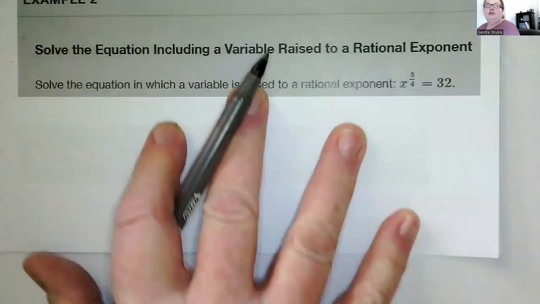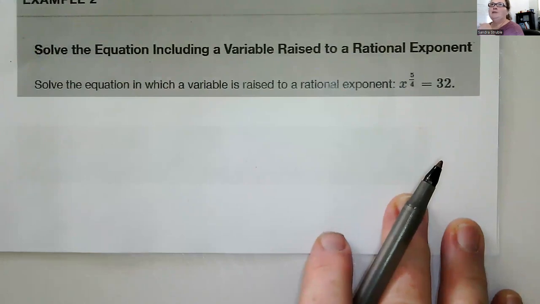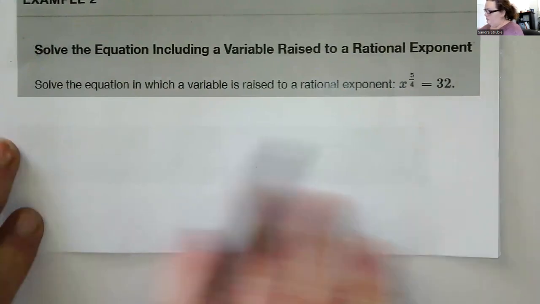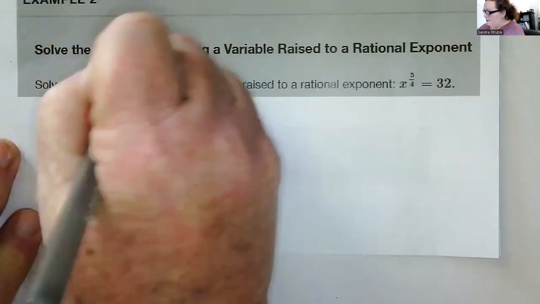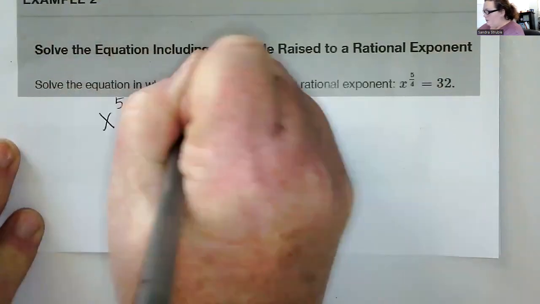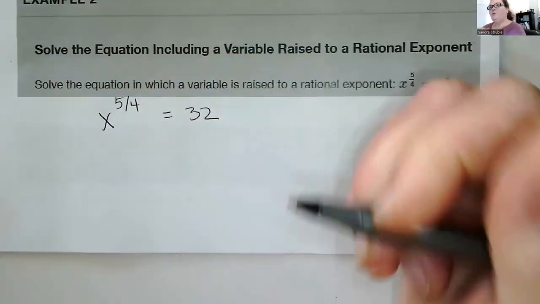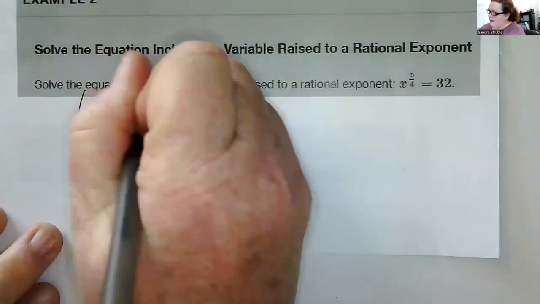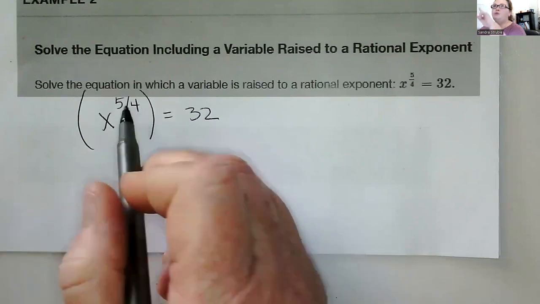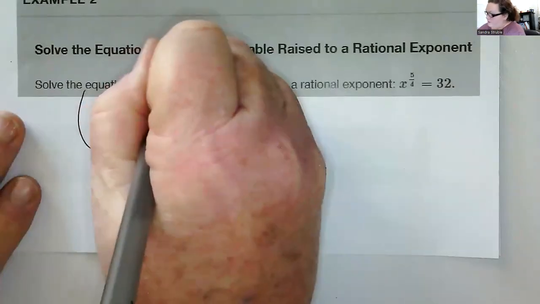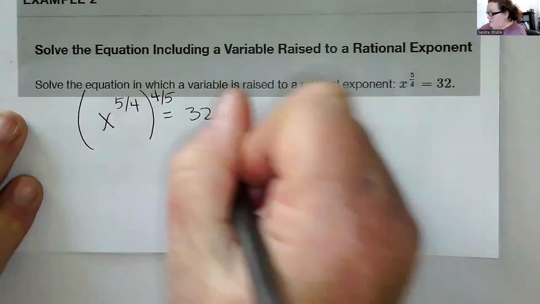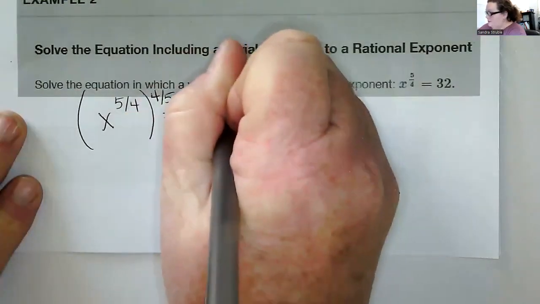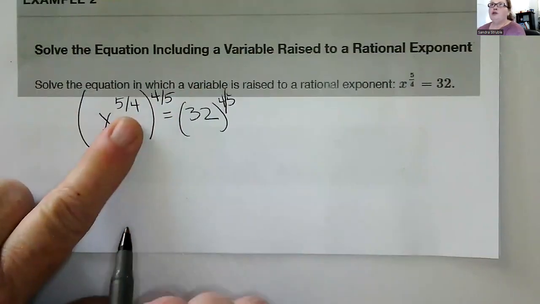Example 2 is solve the equation, including a variable raised to a rational exponent. So solve the equation in which the variable is raised to, okay, x to the 5/4 is equal to 32. Now, what I told you a while ago is if you have an a or x to the power of a root, then they cancel each other out if they're the same. Well, the same thing goes for here. We can just take this and raise it to the reciprocal of 4/5. But what we do to one side, we have to do to the other. Let me show you what that does over here with the fractional part.